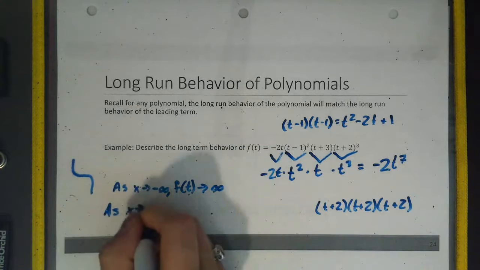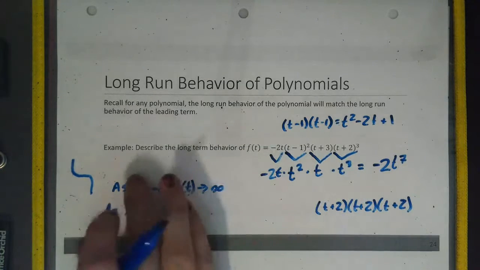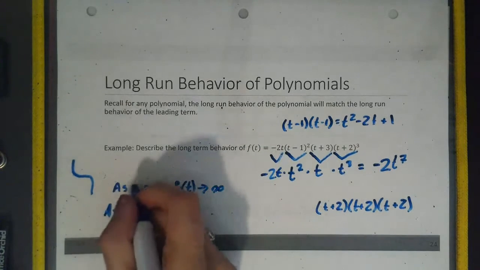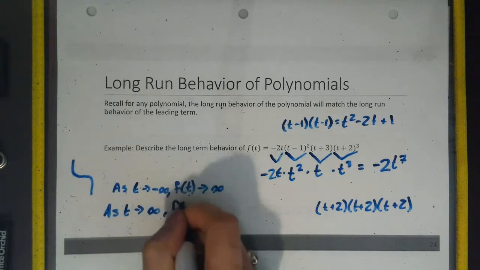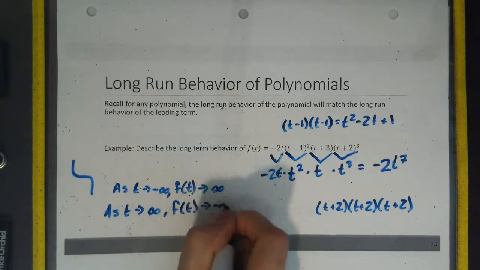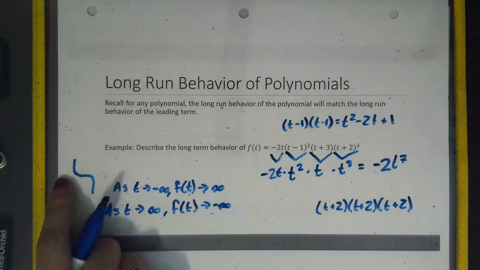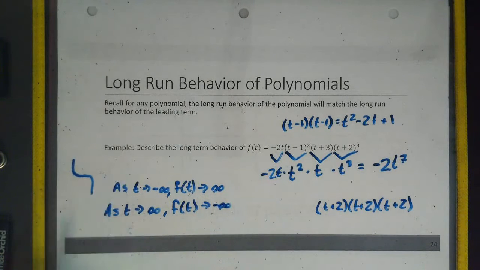As x goes towards, oh sorry, we don't have x's, we have t's. As t goes towards, this time, positive infinity, our function values f of t go toward negative infinity. So we go toward positive infinity on the left and negative infinity on the right.